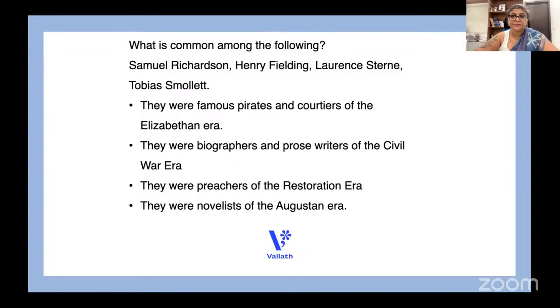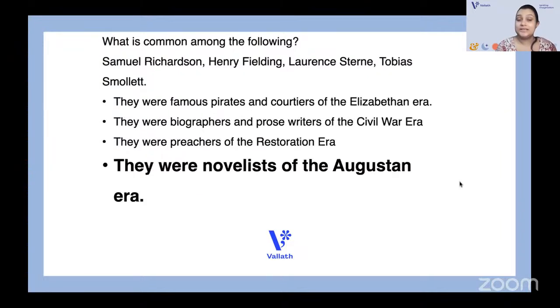Ankita. What is common among the following authors? Samuel Richardson, Henry Fielding, Laurence Sterne, Tobias Smollett. They were famous pirates and courtiers of the Elizabethan era. They were biographers and prose writers of the Civil War era. They were preachers of the Restoration era, or they were novelists of the Augustan era. Very famously, all of them were novelists of the Augustan era, and they were called the four wheels of the English novel by George Saintsbury.